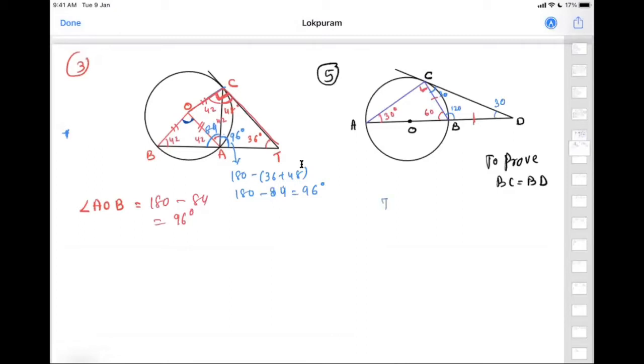So we can say in triangle CBD, angle BCD is equal to angle BDC. That is, both are 30 degrees. So therefore we can say BC is equal to BD. First you have to find all angles and then you can say. Any doubt?